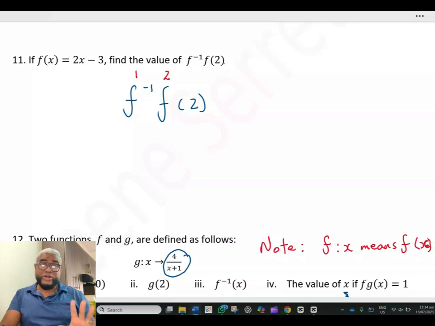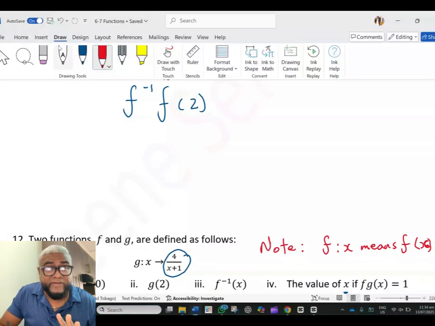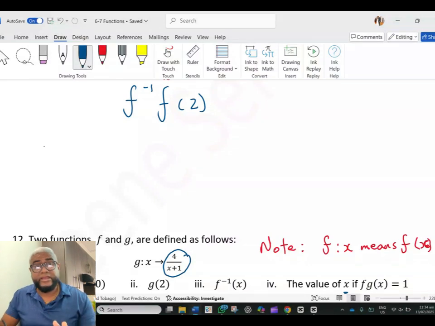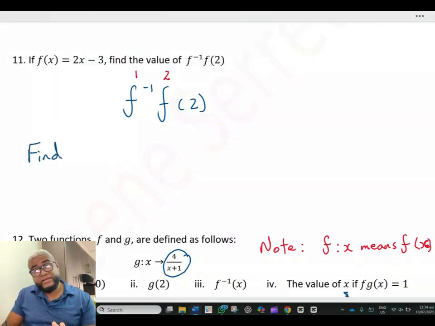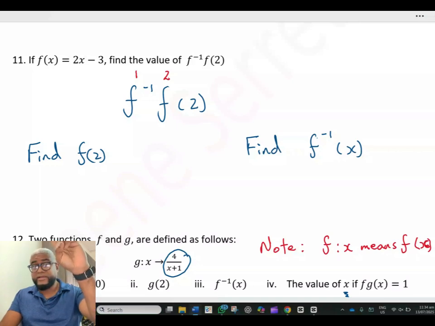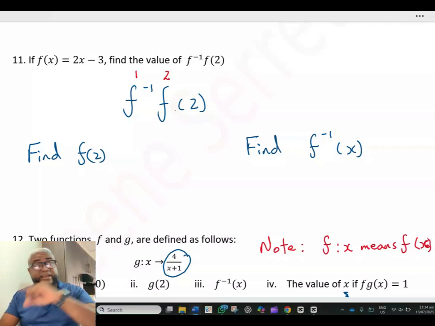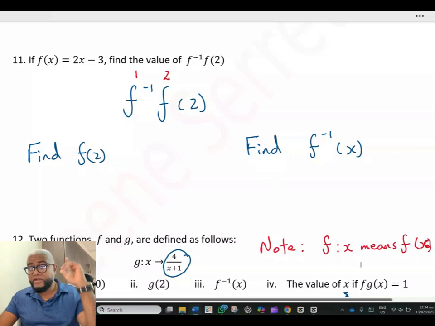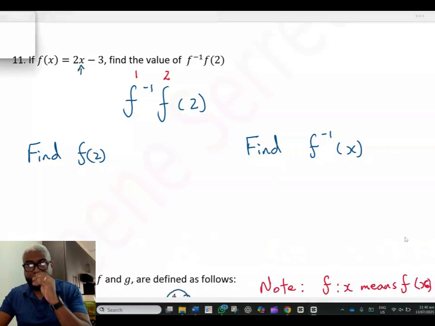Right? So watch. I want to guide all of you here. We're going to find f of 2, right? You need to find that. And then you need to find f inverse of x. Two things you have to start by finding, because those are the two things required for this function they are asking for. So let's find these two things. I'll give you all 2 minutes.